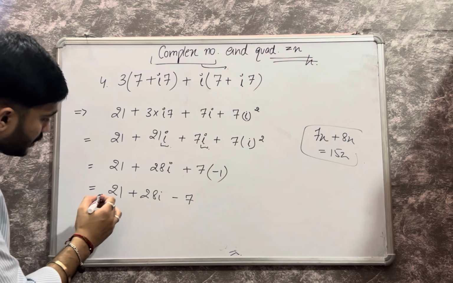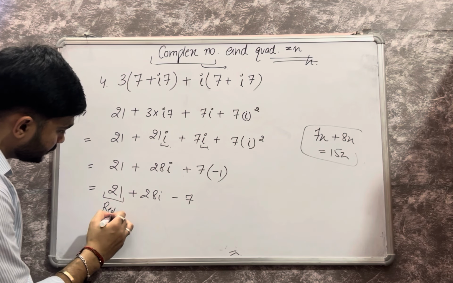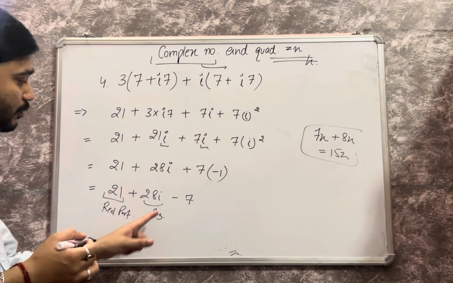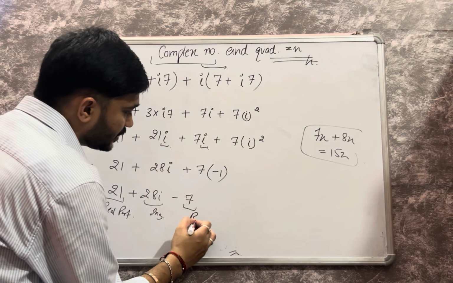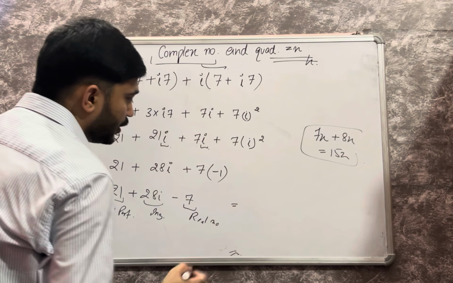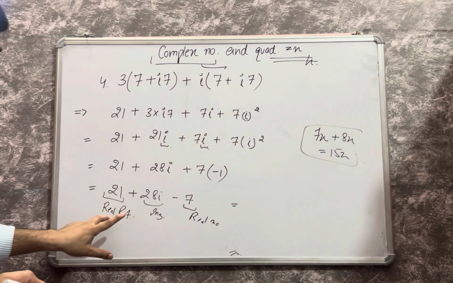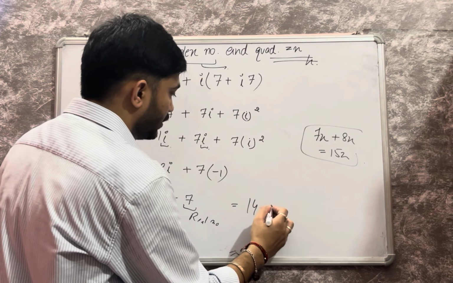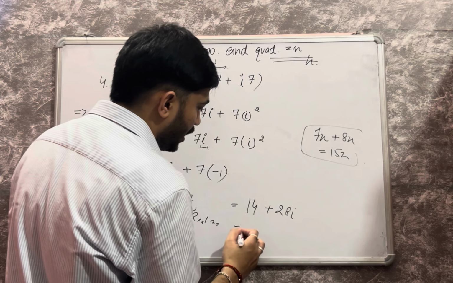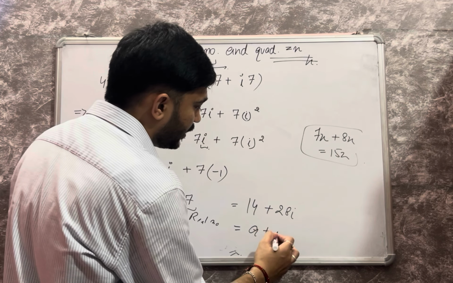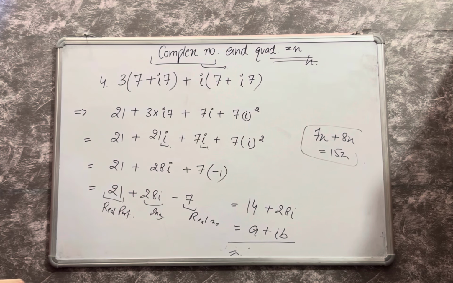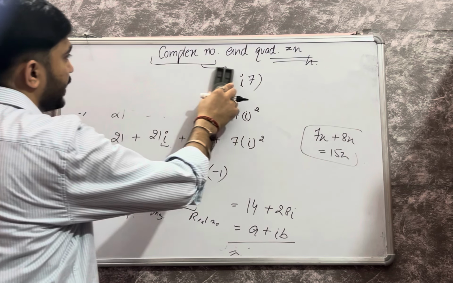Now look here, this is real part, this is imaginary part because it has iota in it, and this is again a real part. You are going to subtract real part from real part. So 21 minus 7 is 14 plus 28 iota. And hence you have already represented it in the form of a plus iota b. Any doubts? Now let's move forward to next question.